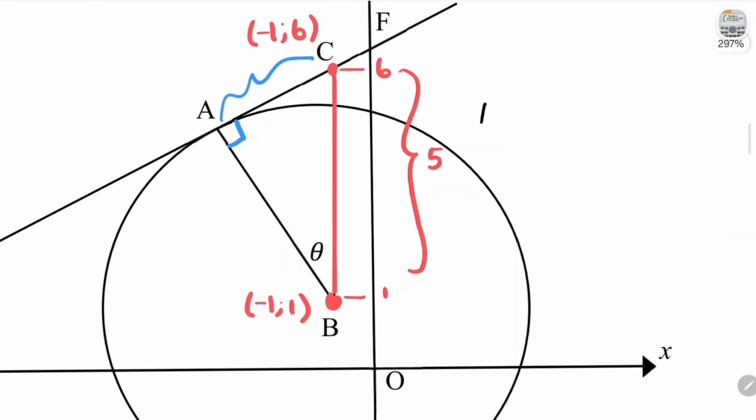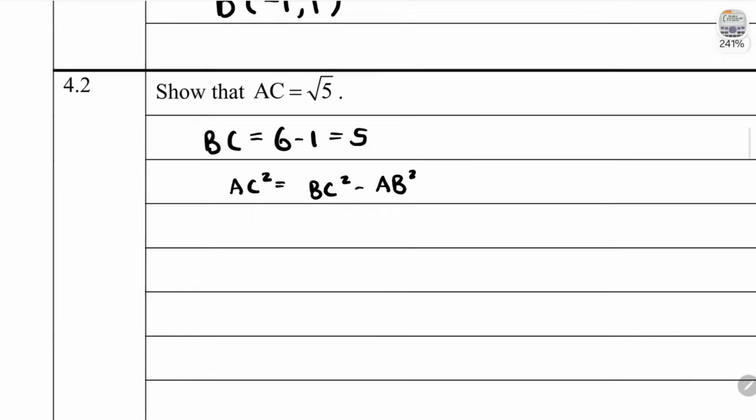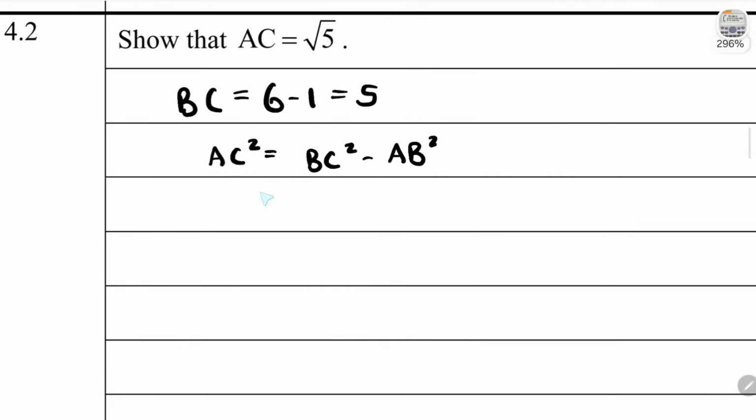So we will say AC squared equals, and we're going to take the longest side squared, the hypotenuse, so that's BC squared minus AB squared. See how they're all being squared? So we just need their squared value. Okay, so AC squared equals BC squared minus AB squared.